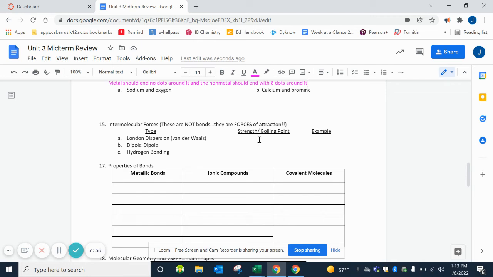Intermolecular forces, remember, these are forces of attraction. They're not an actual bond. Our London dispersion force is the weakest, and therefore it has the lowest boiling point. An example is any of the diatomics. Another example would be CO2, because that is a nonpolar molecule.